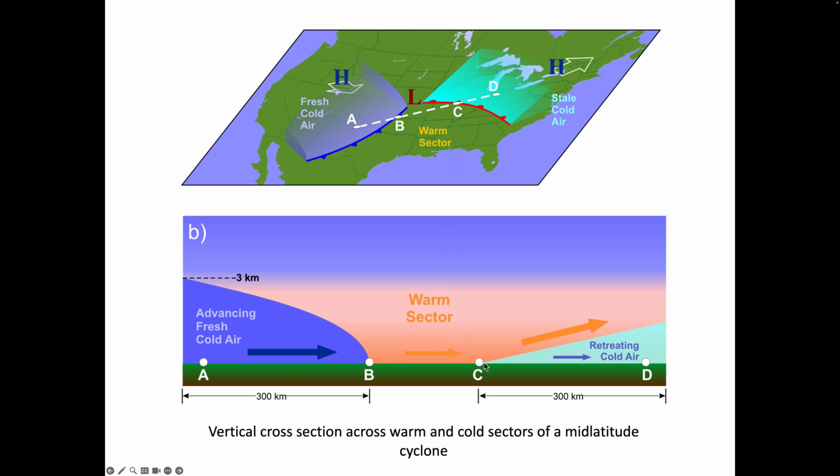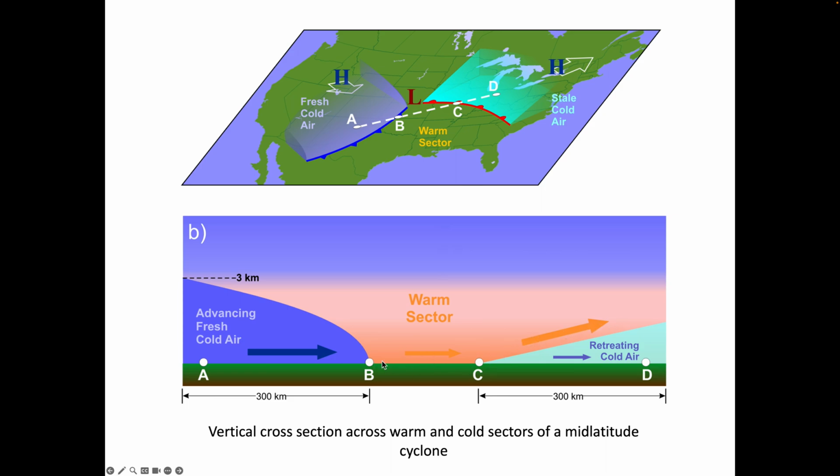And then what you see as we move into the stale cold air to the north and east of the warm front is that, as I said earlier, the warm air, because it's less dense, is actually forced to glide up and over the retreating cold air, which is more dense. And so what this warm air does is it tends to flatten out the retreating cold air. So you can see that the slope of the boundary between the cold and the warm air to the north of the warm front is much more gentle. It's much more gradual. So we have this retreating cold air, and then the warm air is forced to rise up and over the retreating cold air.